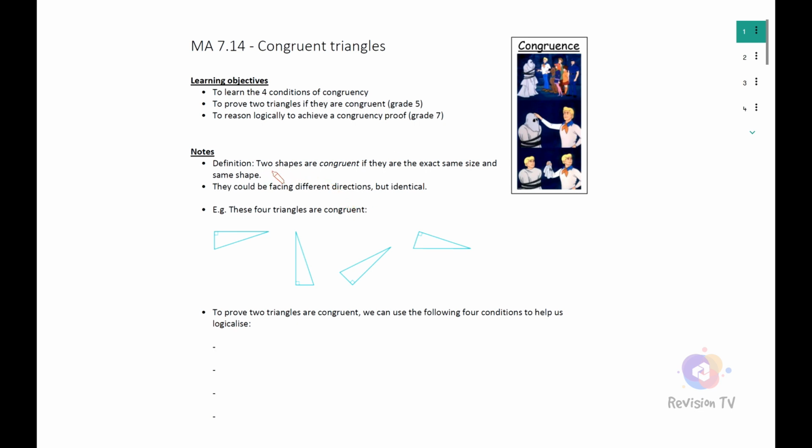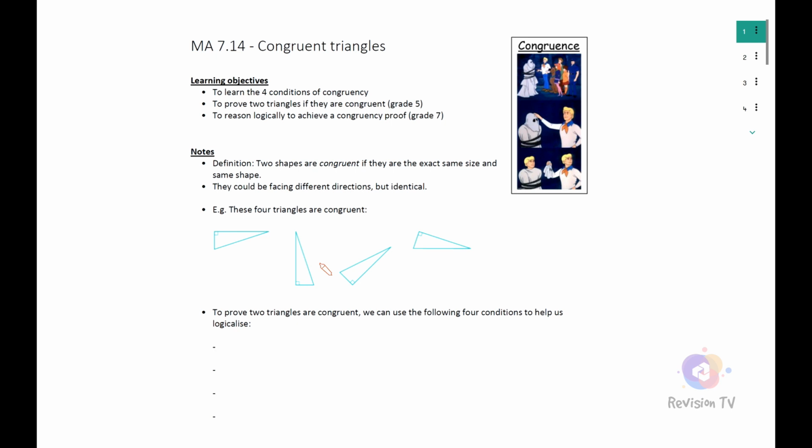First of all, definitions. The 2 shapes are congruent. As I said, congruent means identical, if they are the exact same size and exact same shape. They could be facing different directions, but identical. Like these triangles, they are congruent, they're identical. Even though they're facing a different way, we call it different orientation, but they could still be congruent.